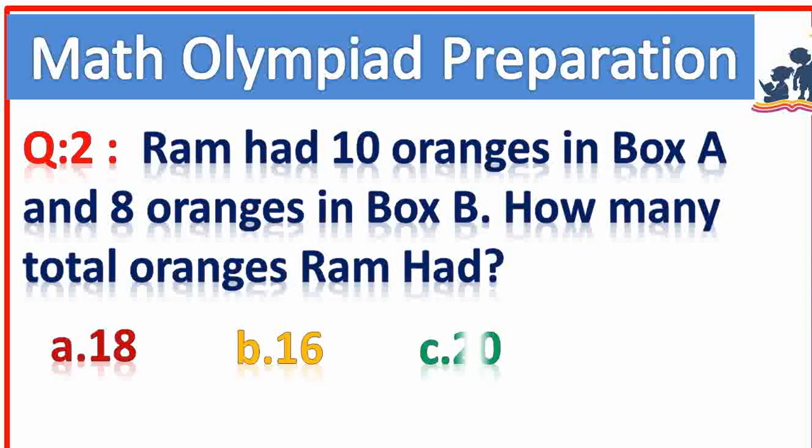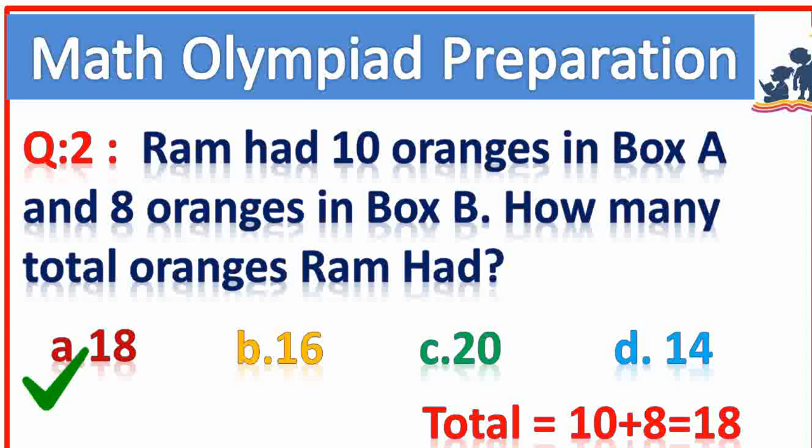Question number 2. Ram had 10 oranges in box A and 10 oranges in box B. How many total oranges Ram had? Answer A, that is 18. Yes, A, 10 plus 8 is equal to 18.